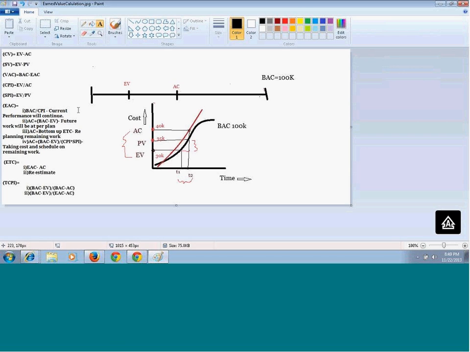Or you can just re-estimate the remaining amount of work. The remaining amount of work is BAC minus EV. That is the amount of work that remains, and you can re-estimate it bottom up or top down, whatever format, and then you will get your estimate to complete.